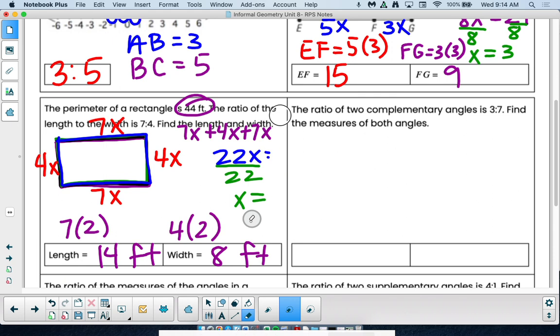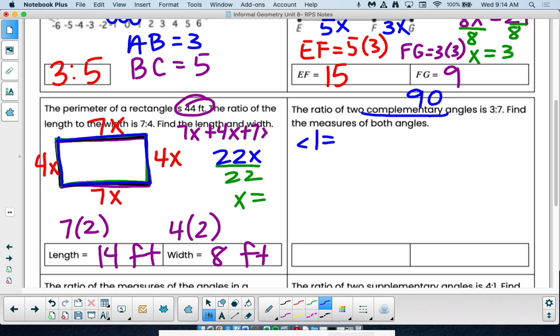Okay, let's try another. The ratio of two complementary angles is 3 to 7. Find the measures of both angles. Keyword there is complementary. Which one is complementary? I'm hoping you're thinking that it's 90. So I know that these two angles together, I know angle 1 and angle 2, and if I add them together, they have to equal 90.